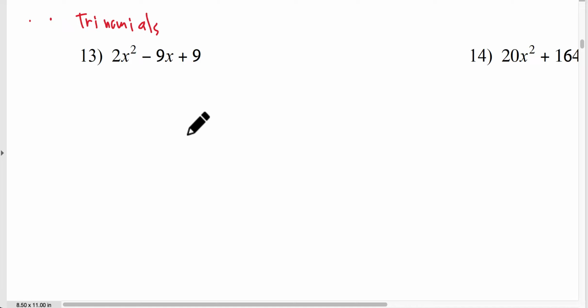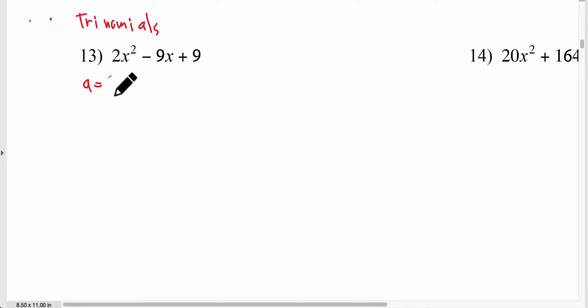So our first step in factoring trinomials, or as a matter of fact, our first step in factoring anything, is to check for a GCF amongst all the terms. So is there a GCF between the 2x squared minus 9x and 9? No, you're right. There's nothing that can go into the 2 and the 9 other than 1. So our next step is to identify A, B, and C.